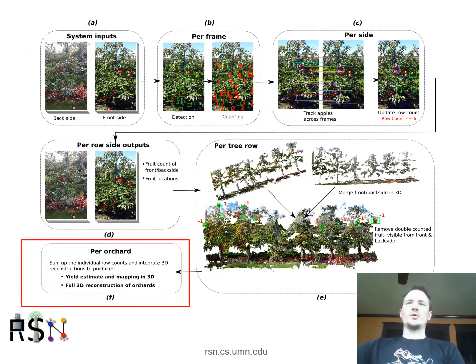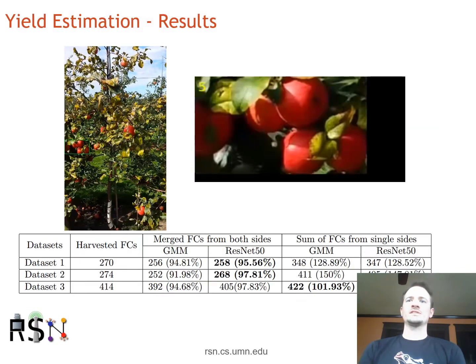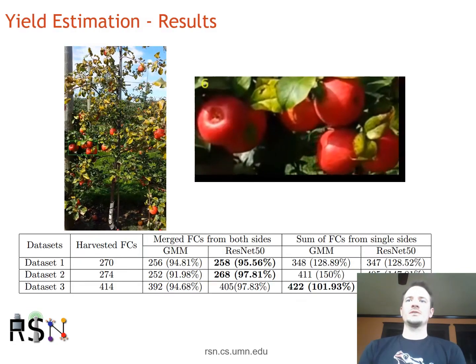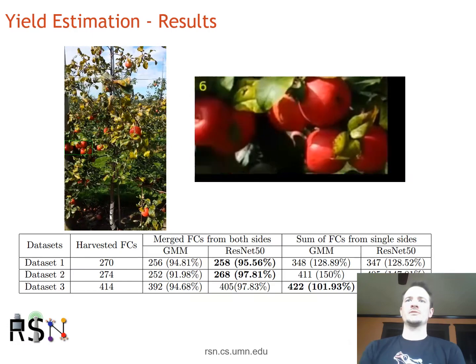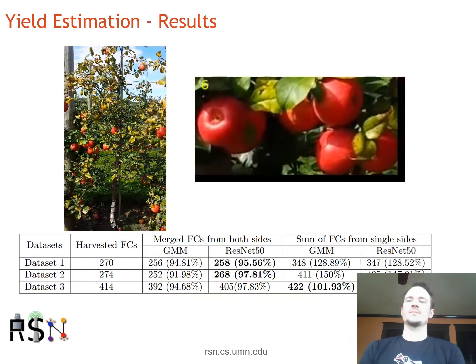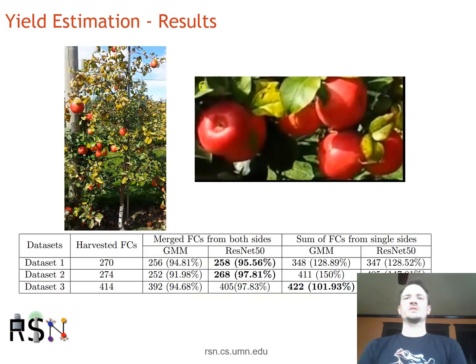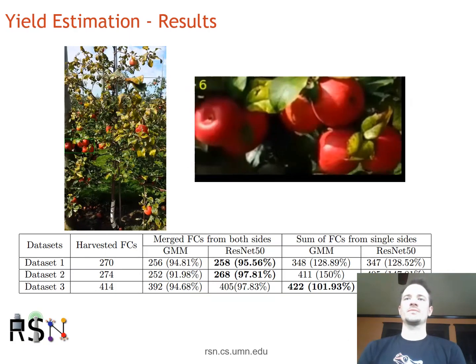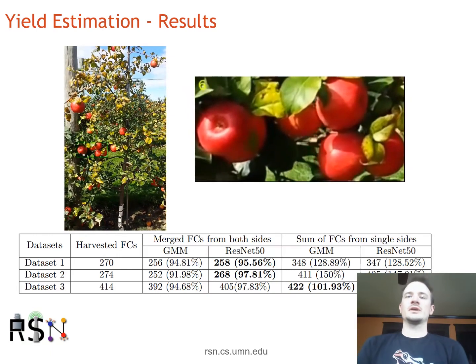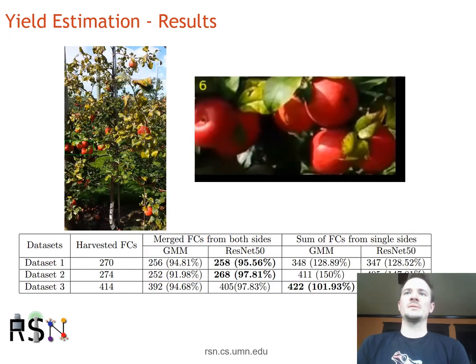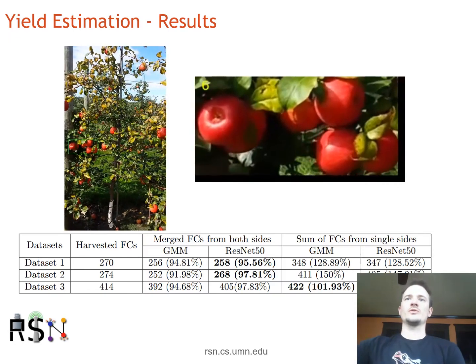This is an overview of our whole system, and at the end of our system, we're getting a yield estimate and a mapping of each fruit in 3D. Our overall yield estimation system is extremely accurate. We achieve 95.5 to 97.8% accuracy with respect to harvested ground truth counts. This includes fruits that are invisible from the outside of the trees. Here you can see how our tracking system captures clusters that change size over time and how this improves our overall counting accuracy.